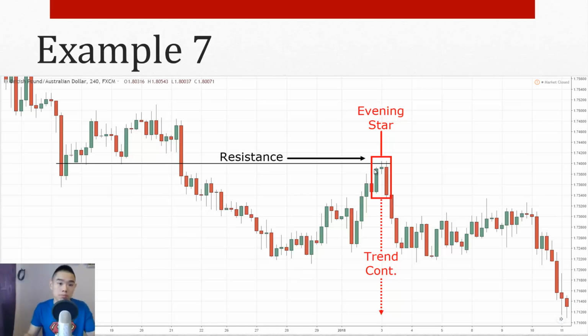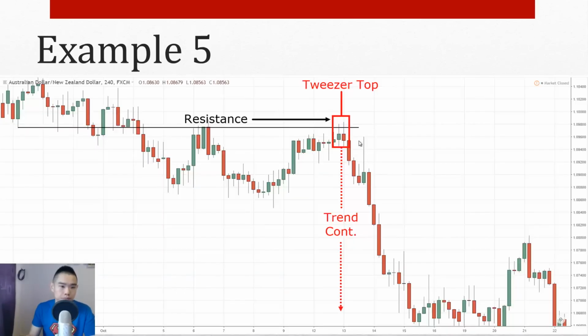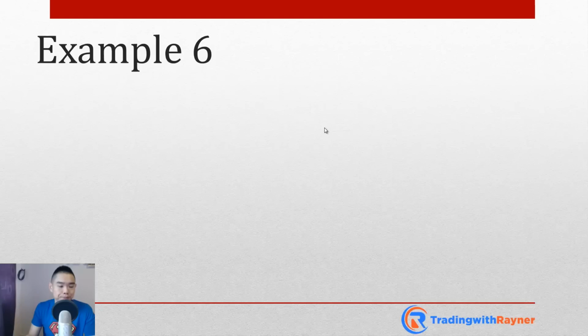Same for the tweezer tops and bottoms. In the textbook example I shared earlier, the highs were at the exact same level. But in this example, the second candle's high actually exceeded the first candle. Again, there are always variations. So if you're the type of trader who memorizes patterns, you're going to have a really hard time, because the market will not give you the exact textbook setup. It always comes with variations, slight nuances and changes along the way. So you have to be prepared and really know how to read candlestick patterns. That's why we spent some time talking about reading candlestick patterns in the earlier part of the video.